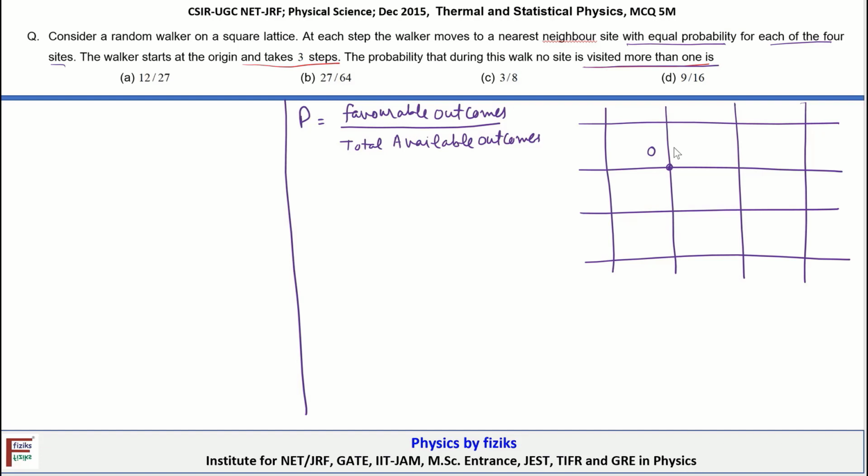So let's assume that in the beginning the walker is at point O, and we call this the origin. At this point O, the walker has 4 different options to take the first step, and these 4 different options are marked with the help of arrows. So at O, the number of available paths is equal to 4. And the favorable paths are all paths here.